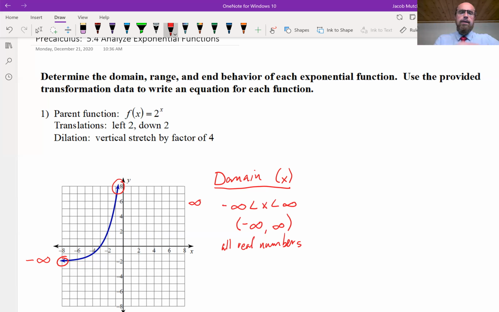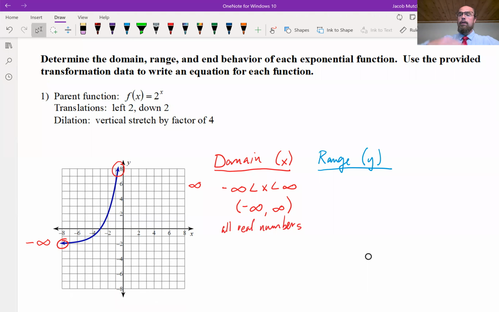And that usually is the domain that we would expect with any exponential function that has no restrictions on its domain. Well, if domain is a description of the x values left to right, range is a description of the y values of a function. So on a graph on a coordinate plane, where we're looking to determine range is the lower part and the upper part of the graph.